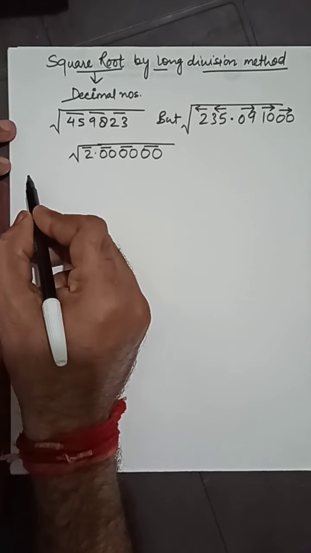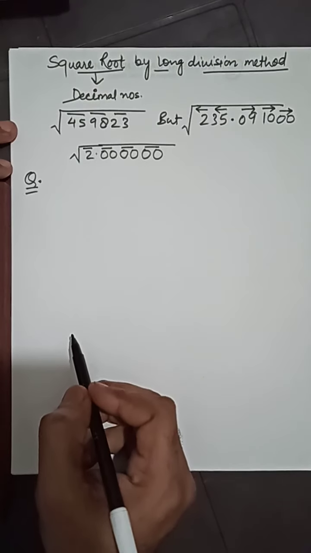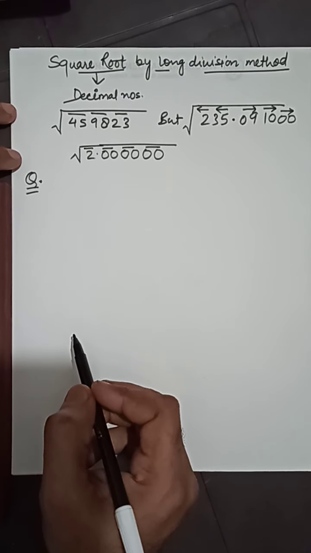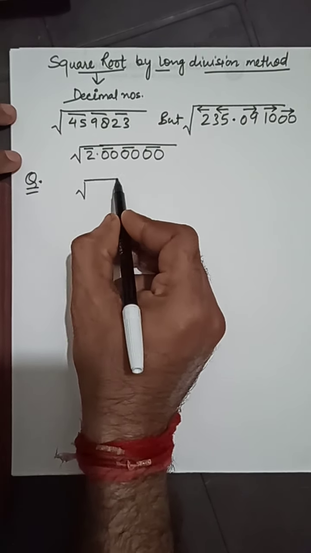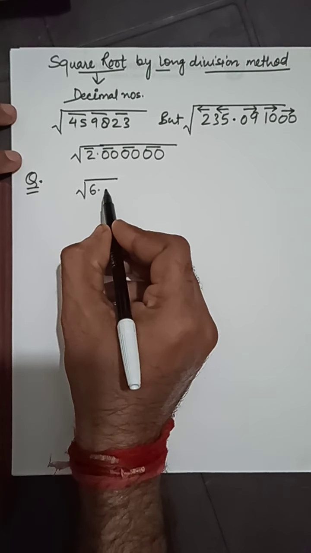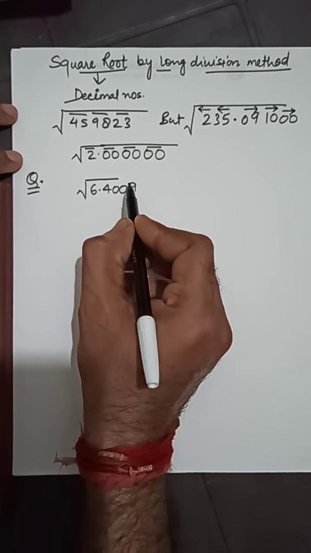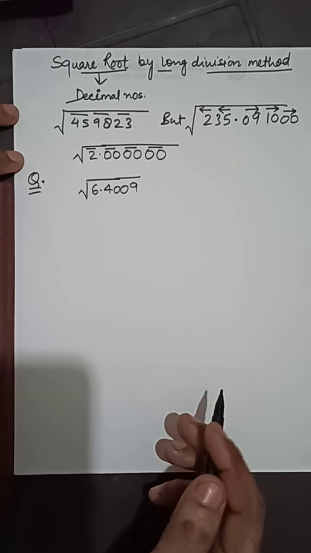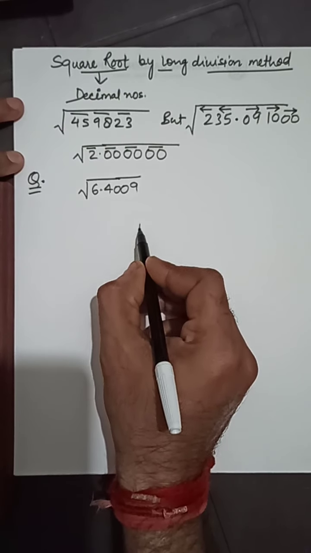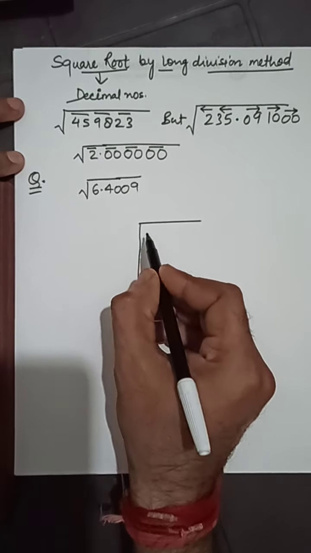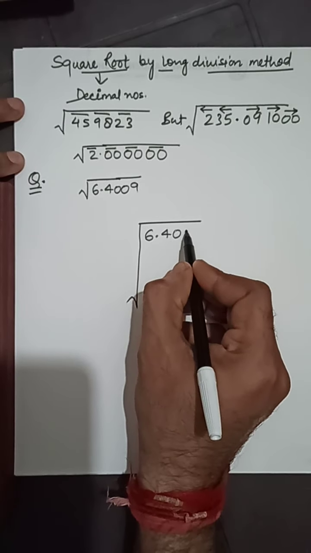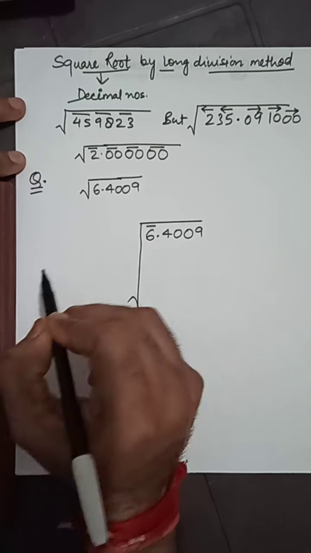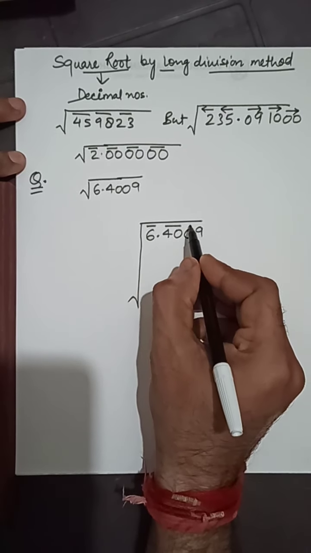Now we take one question and find the square root of a number by the long division method. Suppose we have to find the square root of 6.4009. You will find the square root of this number by the long division method. First of all, make the periods: before the decimal, 1 period, after the decimal, 40 and 09.